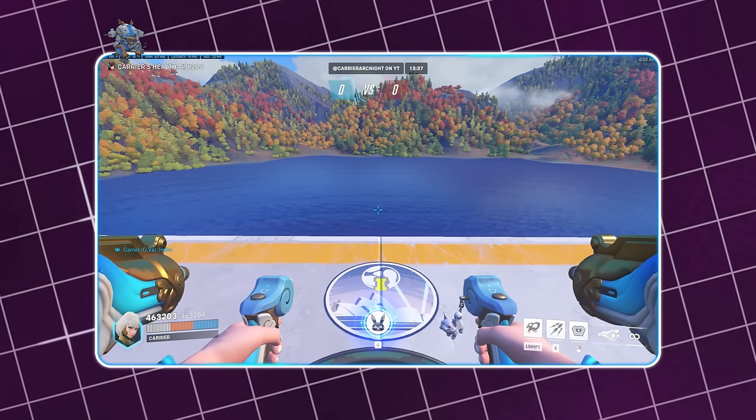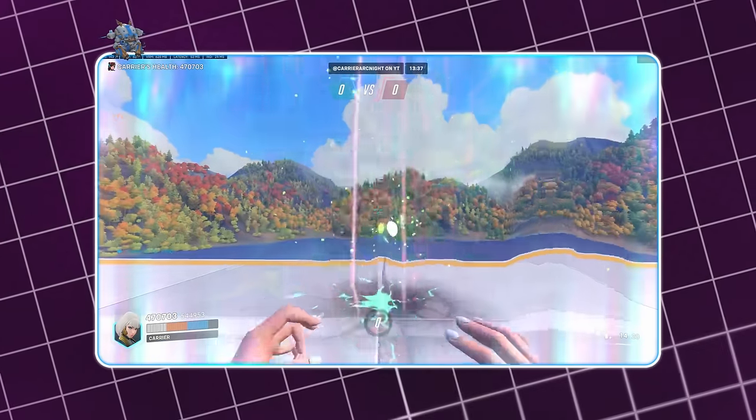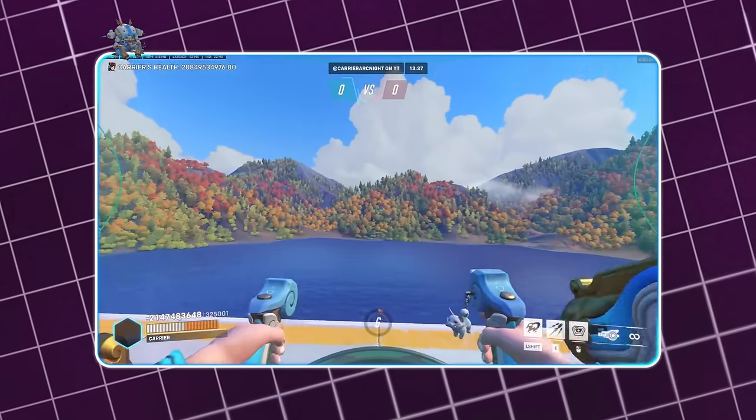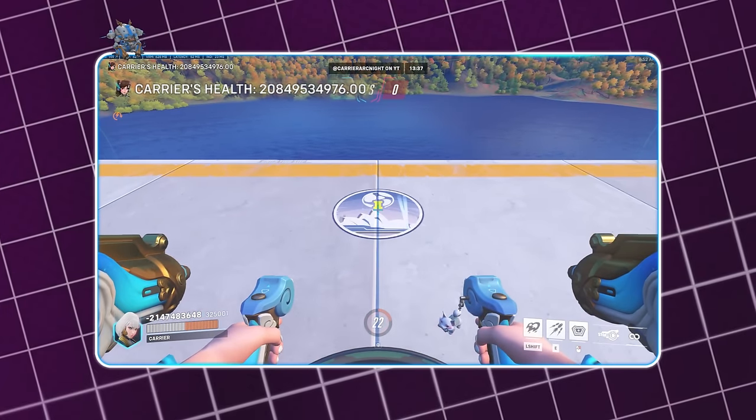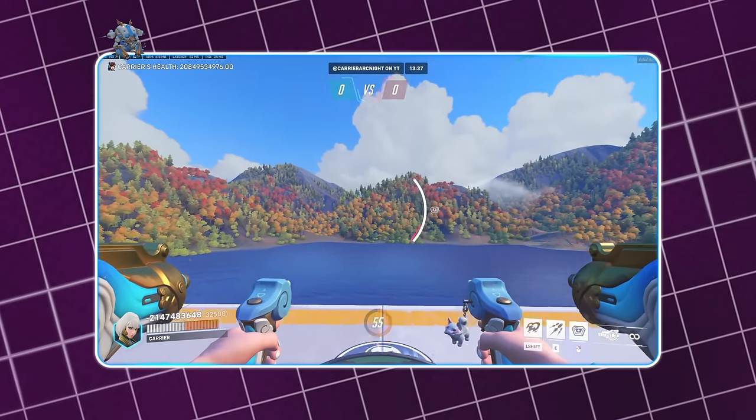That's nice and all, but we can do better than that. I discovered that we can multiply the health by 5 by simply increasing the health in the hero settings, giving us around 20 billion health. Again, that's nice and all, but we can still do better than that.